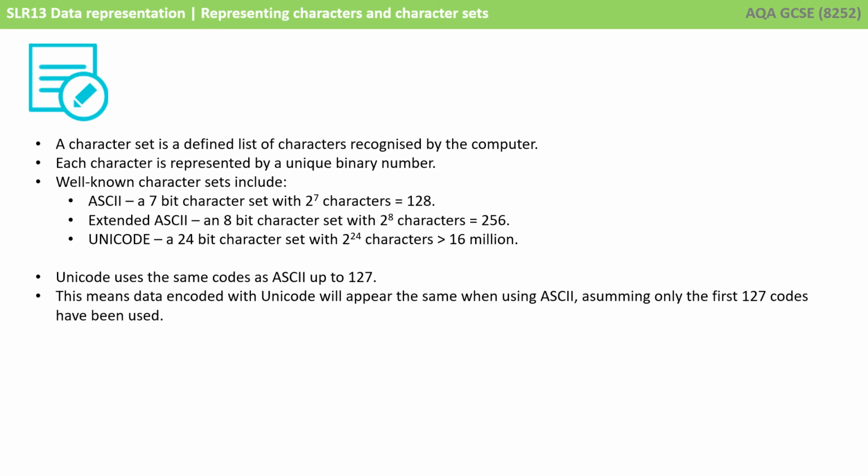It should be noted that Unicode uses exactly the same codes as ASCII up to the first 127. And this means that data encoded with Unicode will appear the same when using ASCII, assuming obviously only the first 127 codes have been used.